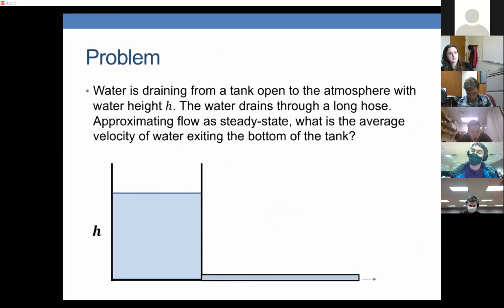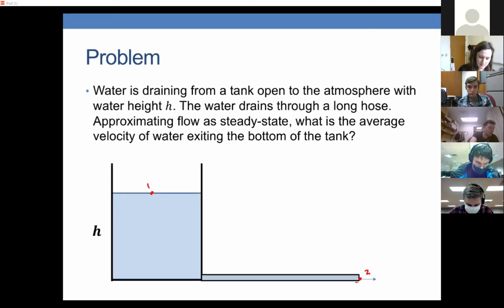So we have water draining from a tank again, except this time the water goes through a long hose and comes out here. So now we would point our point 1 there and our point 2 there. If we use the Bernoulli equation, what do we think we'll get for the velocity coming out at the end of the hose? The same as we got before. The same as we got before, right? So what did we get before?